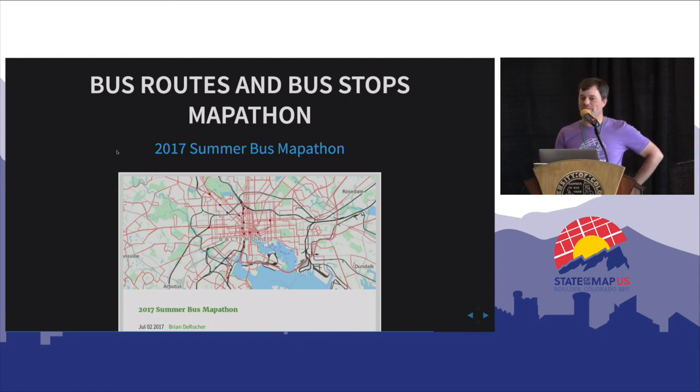Bus routes and bus stops mapathon. So this is the mapathon that we did over the summer. The idea was turn on some sort of GPS trace, ride a bus route, and as you're going around, try to capture the features of the bus stop. So do they have seating, a bench? Do they have shelter from the rain, shelter from the sun? Do they have a bike rack right nearby?